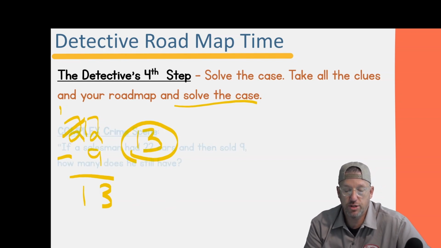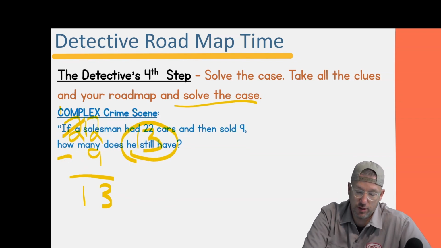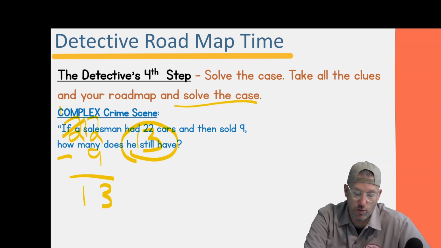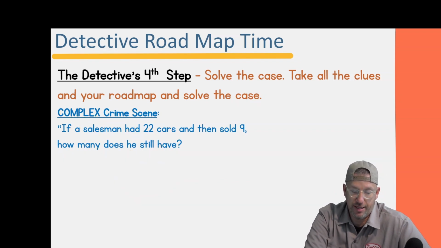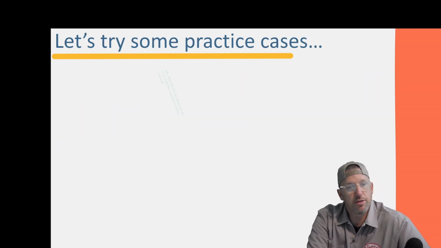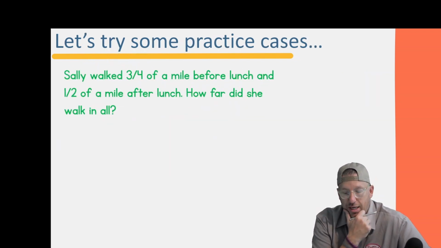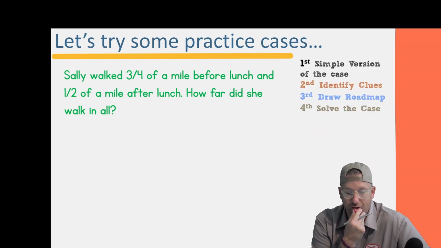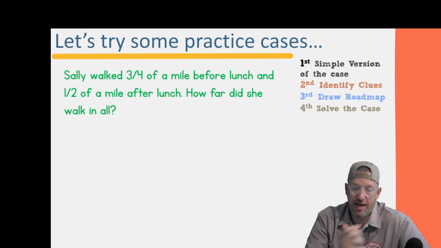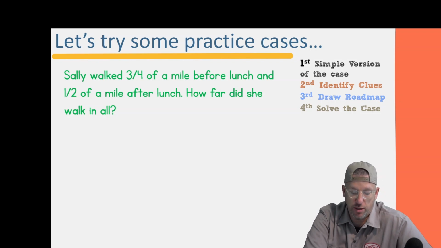Okay, so you use each one of those 4 steps, all right? And that's what's important here, is you're understanding you use each one of those steps to get there. And that's what I did with this problem. Okay, so let's try some practice cases, all right? So Sally walked 3/4 of a mile before lunch and 1/2 of a mile after lunch. How far did she walk in all?